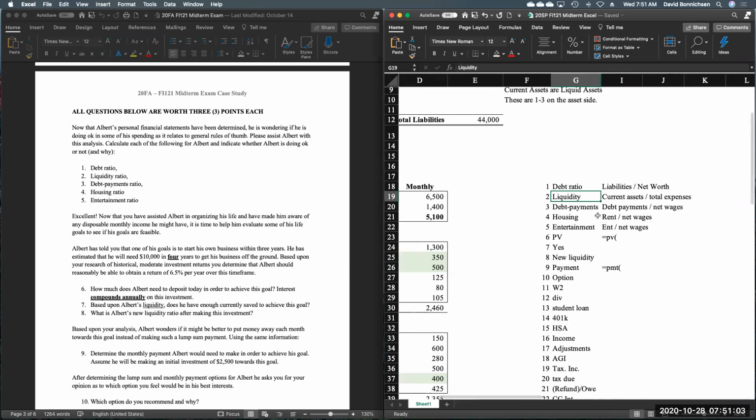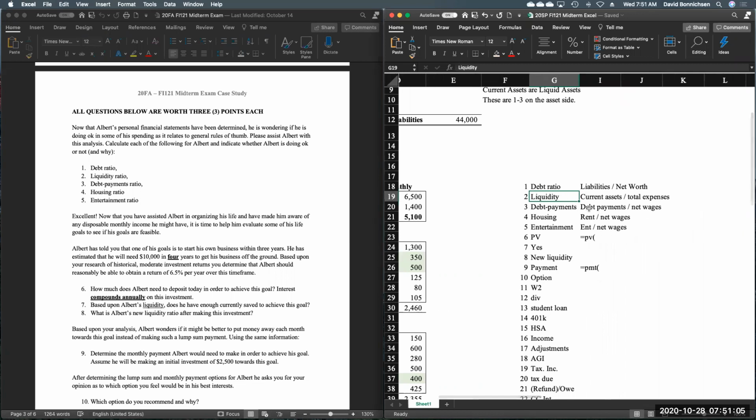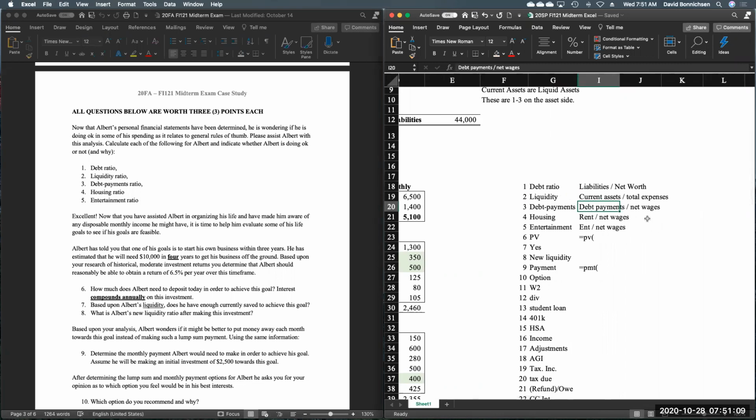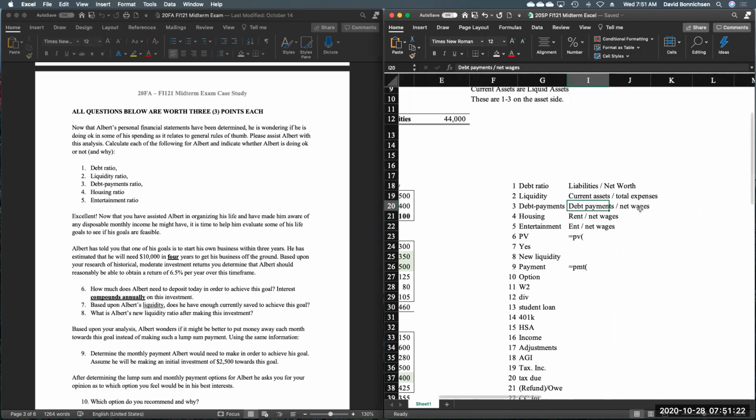Debt payments, okay? The debt payments ratio is simply the sum of all of your debt payments divided by your net wages. In these next 3 questions, okay, the mistake that was made was that you were using gross wages instead of net wages, okay? We use net wages when we're in the calculations for these ratios, okay?